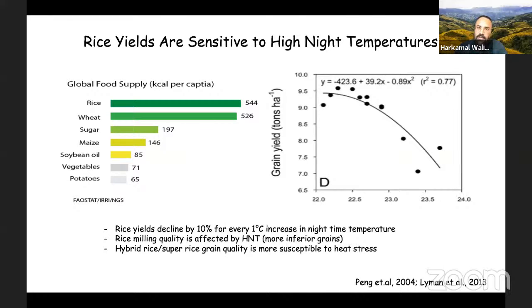For rice, it's not only about the yield, but it's also about the milling quality, because rice has these higher nighttime temperature.